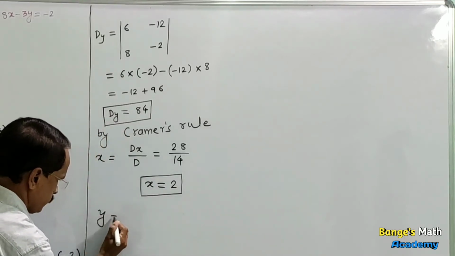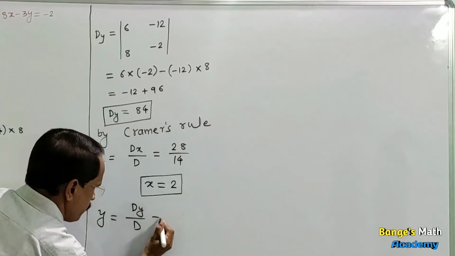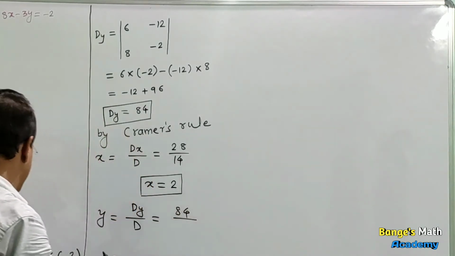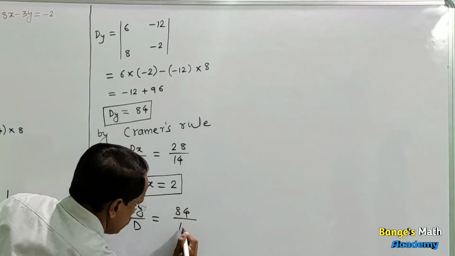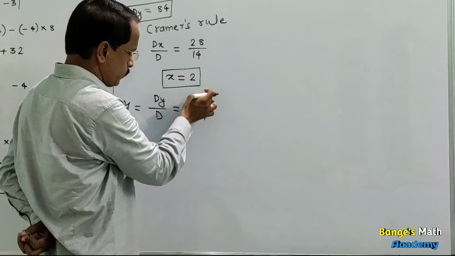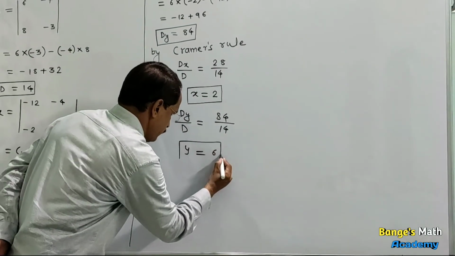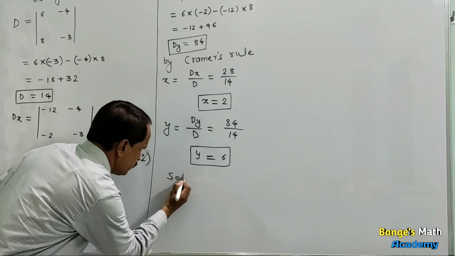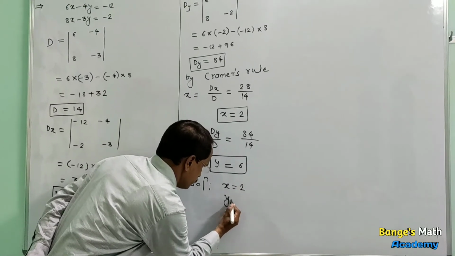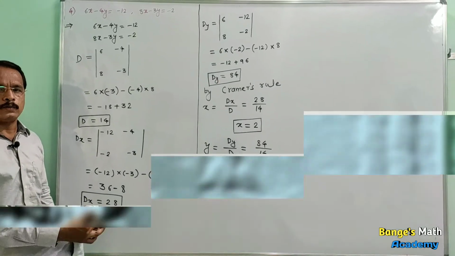Then y is equal to dy upon d. Value of dy 84 upon the value of d, 14, is equal to, by cancellation, 14 1s are 14, 14 6s are 84. We get the value of y is 6. Then write down the solution. x is equal to 2 and y is equal to 6. Write down the given example or take a screenshot.